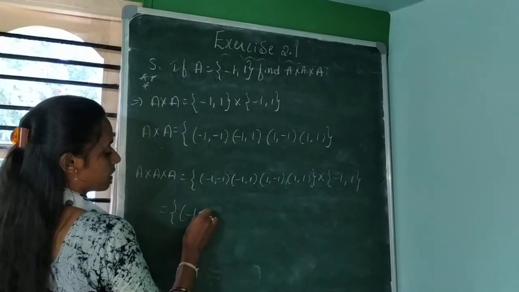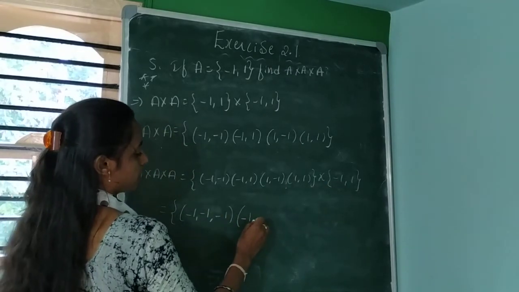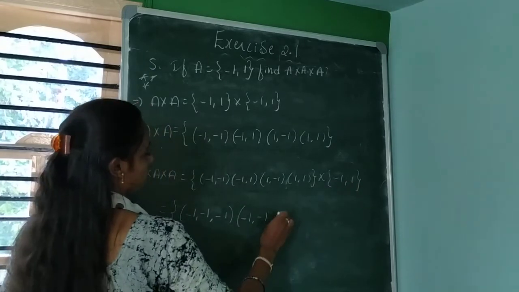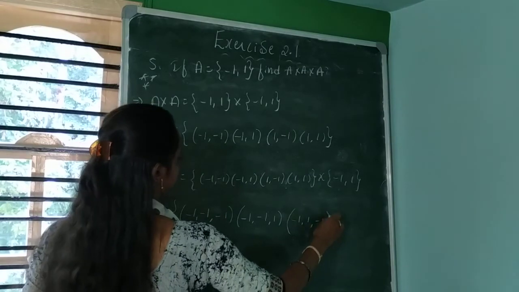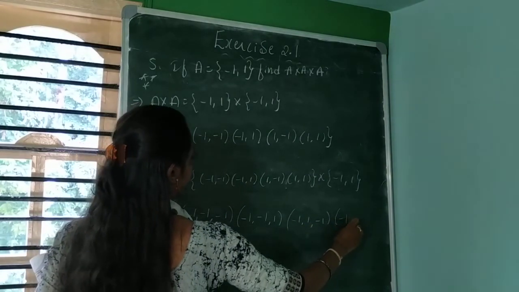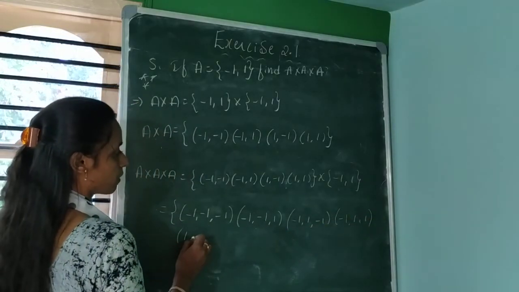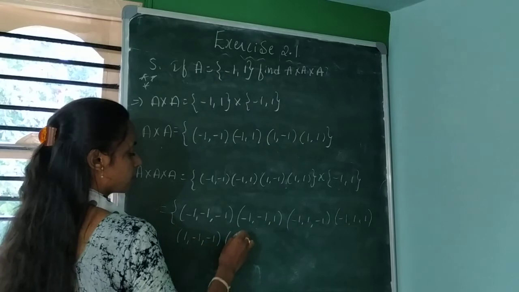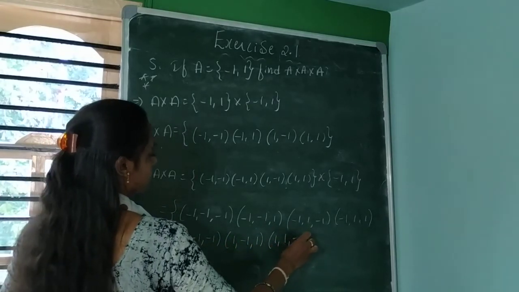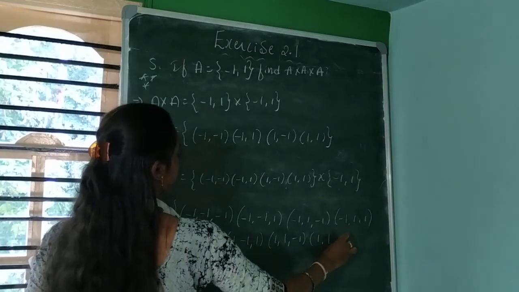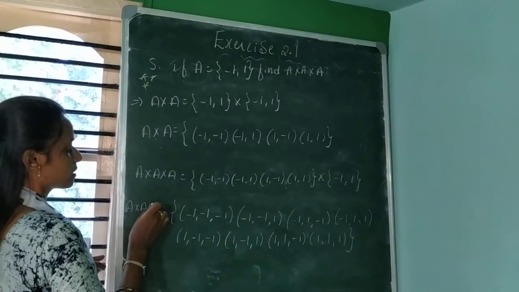It is (-1, -1, -1). Next, for the same ordered pair, (-1, -1, 1). Go with the second ordered pair: (-1, 1, -1), next (-1, 1, 1). Go with the third ordered pair: (1, -1, -1), (1, -1, 1). The last one: (1, 1, -1), (1, 1, 1). So this is the required set of triplet ordered pairs for the given set A.